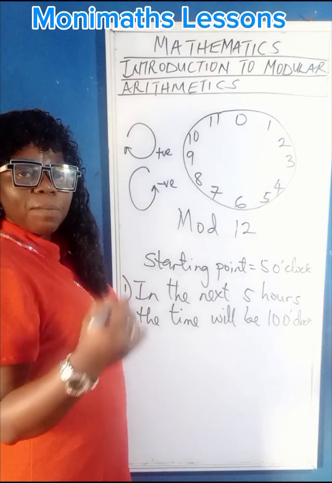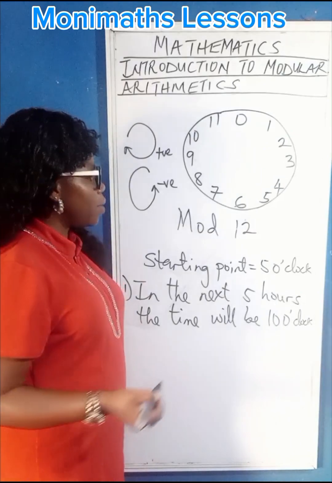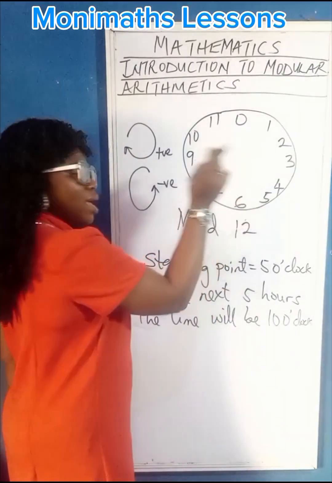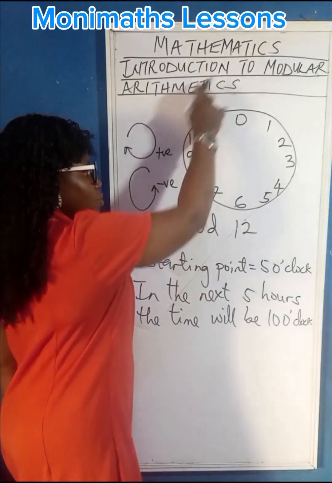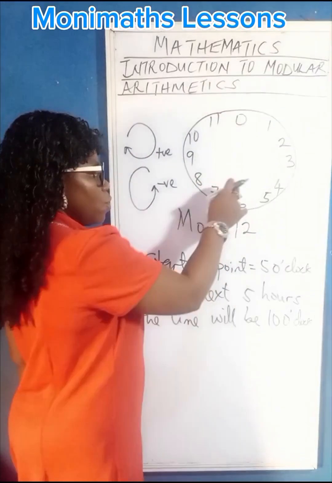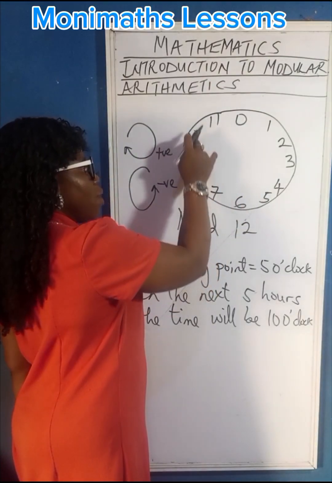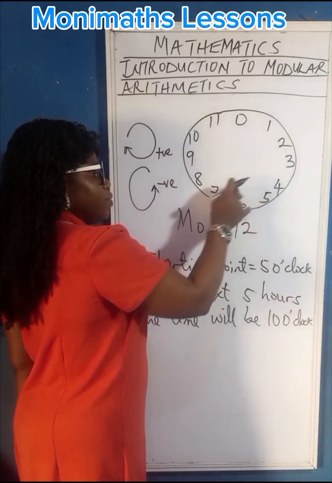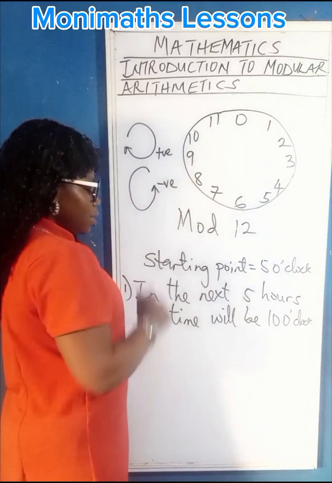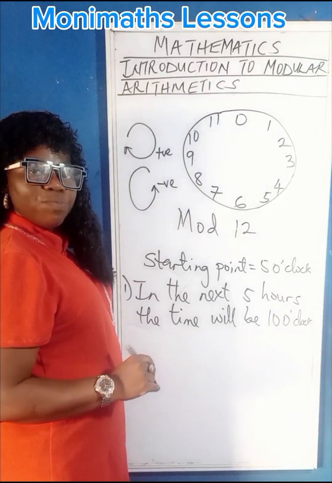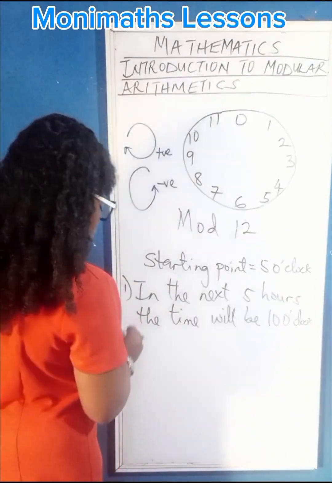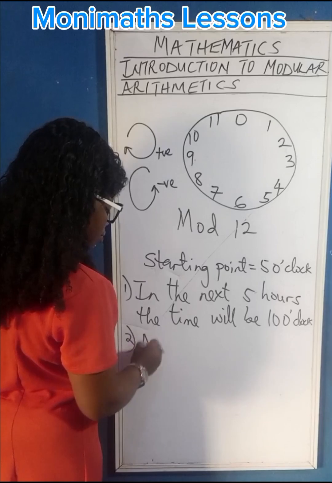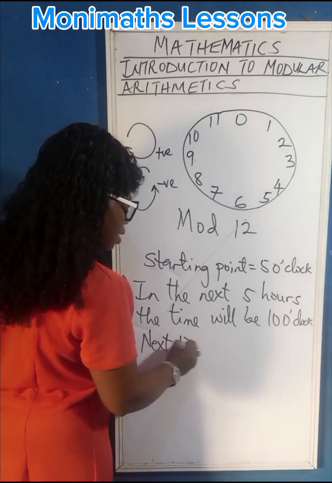Good. What about in the next 13 hours? We have to start from that same starting point and count clockwise. So I have 1, 2, 3, 4, 5, 6, 7, 8, 9, 10, 11, 12, 13. So in the next 13 hours, the time will be 6 o'clock.